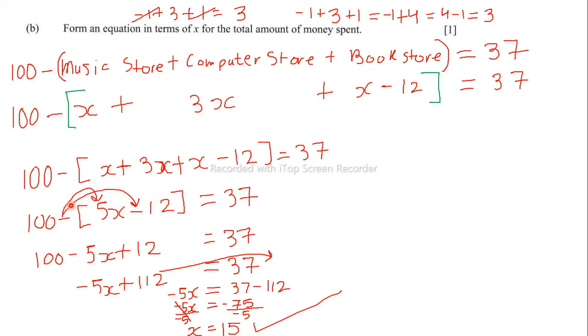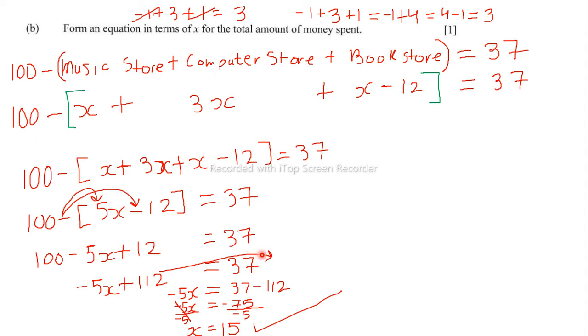So we get negative 1 times 5x is negative 5x. And a negative times a negative is a positive, leaving us with positive 12. Then after that, we add 100 and the 12, giving us 112, and that equals 37.